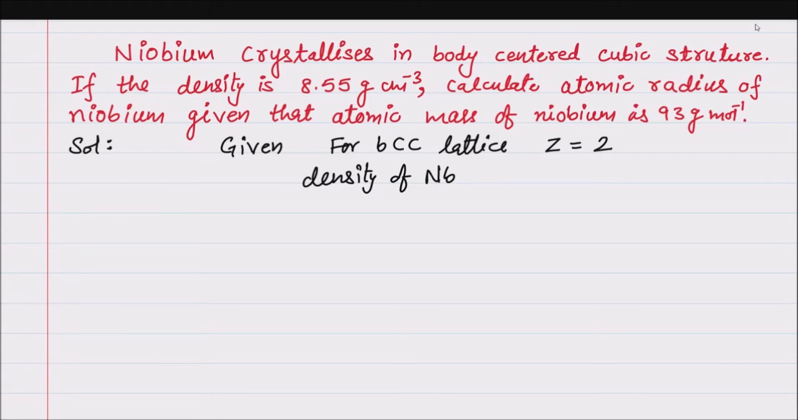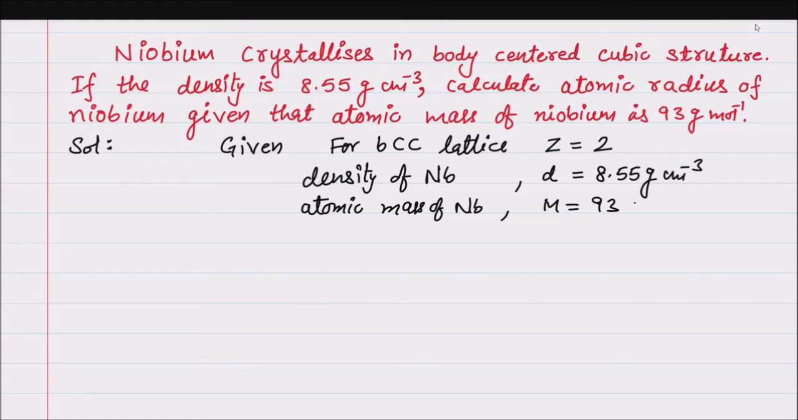Okay, now density of the solid is given, or we can say density of niobium. So that is given to you, and let us denote it by D. So that is equal to 8.55 gram per centimeter cube. Now atomic mass is given. Atomic mass of niobium, so that is equal to 93 gram per mole.